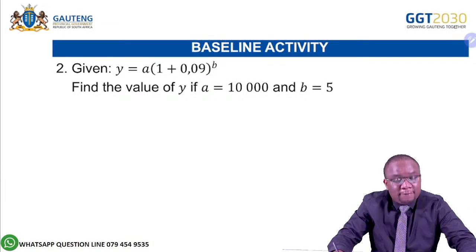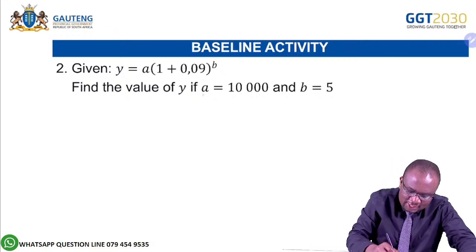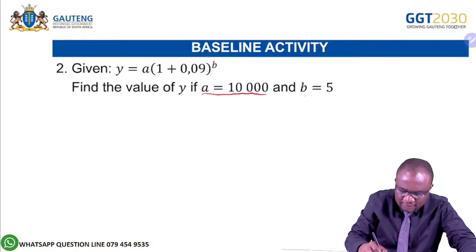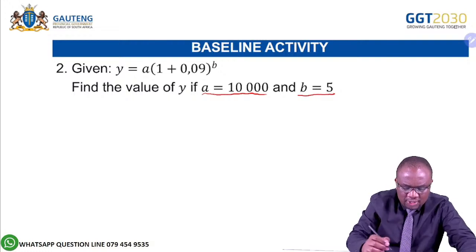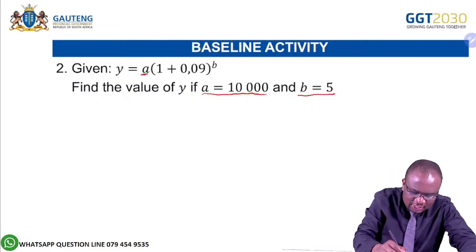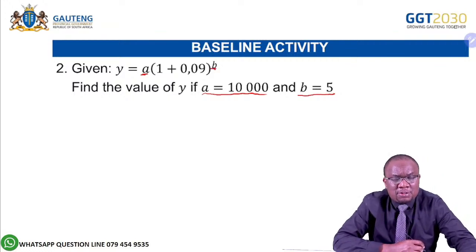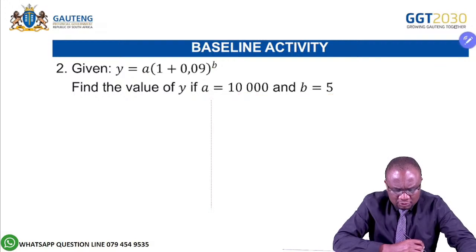We want to find the value of y if A is equal to 10,000 and B is equal to 5. So what do we do there? Where there's A, we put 10,000. Where there's B, we put 5. That is basically substitution. We substitute them.